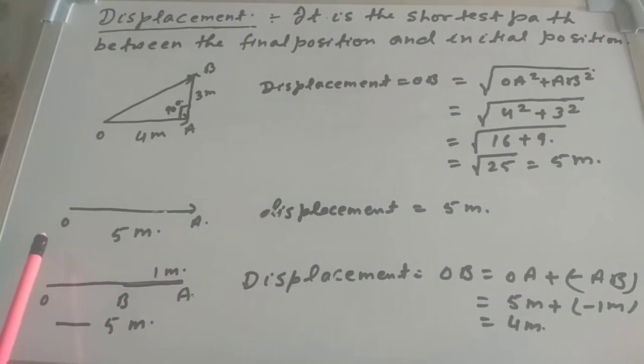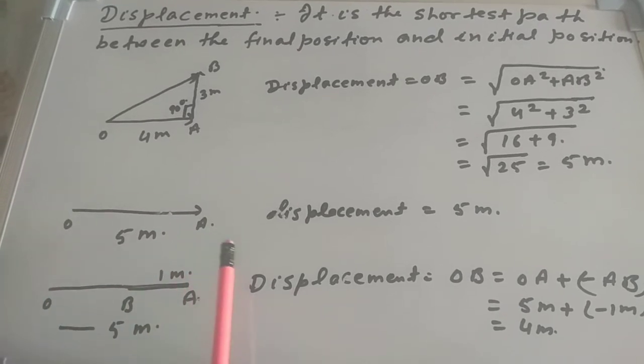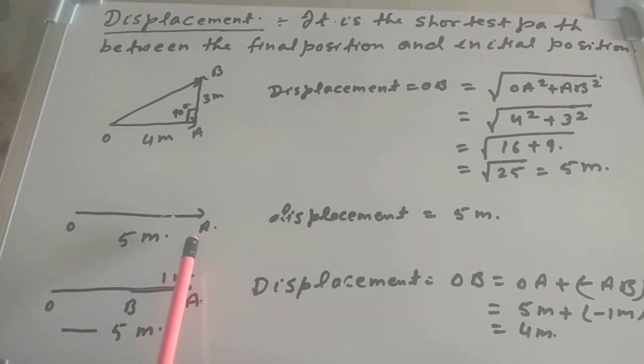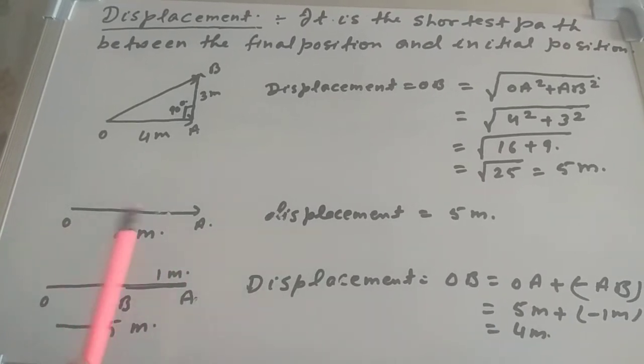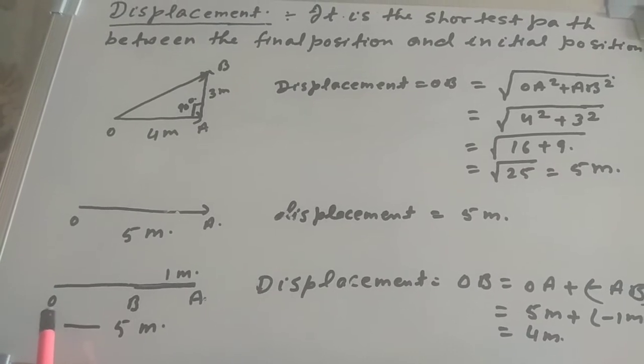Another example is a boy moves from O to A. In this case, the displacement is 5 meter. Why? Initial position is O, final position is A. We will do another example for that one.